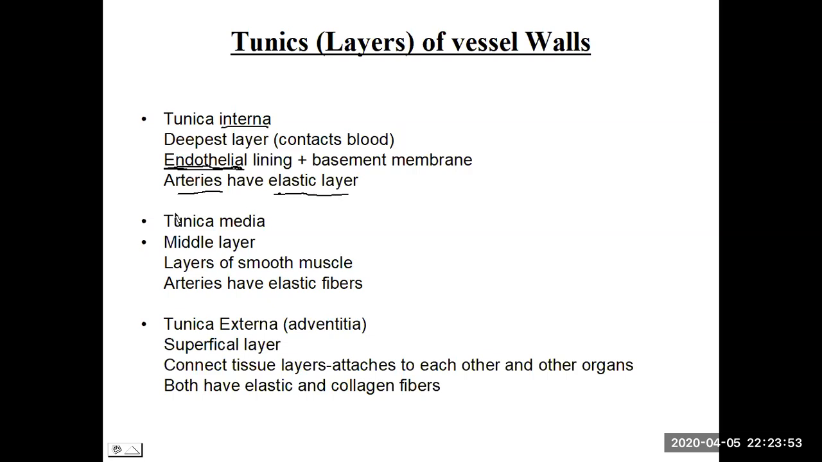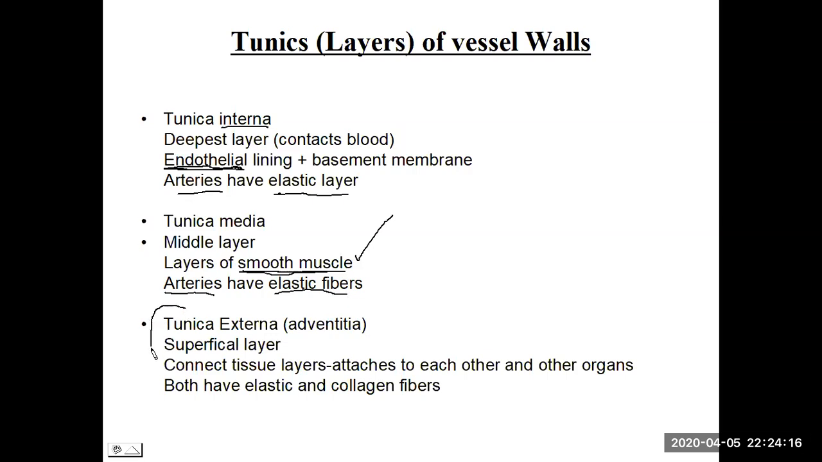The middle layer, the tunica media. And again, this is the smooth muscle layer, the only type of muscle that's in a blood vessel, smooth muscle. Arteries have a higher concentration of smooth muscle, and only the arteries have elastic fibers in this middle layer.